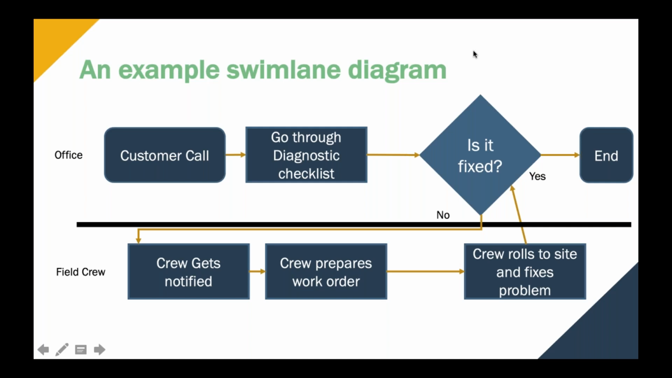Our simple example here is, say you have a customer call, you go through a basic diagnostic checklist. You say, is it fixed? Did resetting the router bring your monitoring system back online? No? Okay. The field crew gets notified, prepares a work order, rolls to the site and fixes the problem. You check if it's fixed again. If yes, you end.